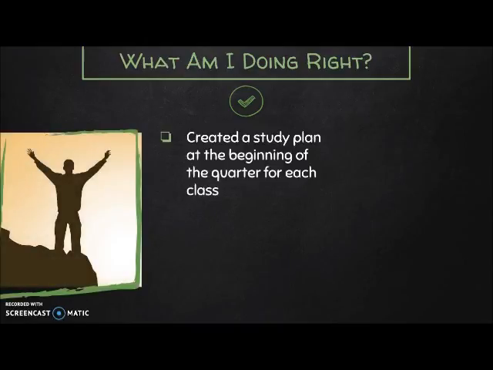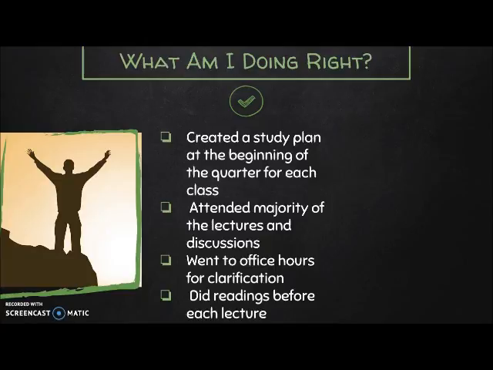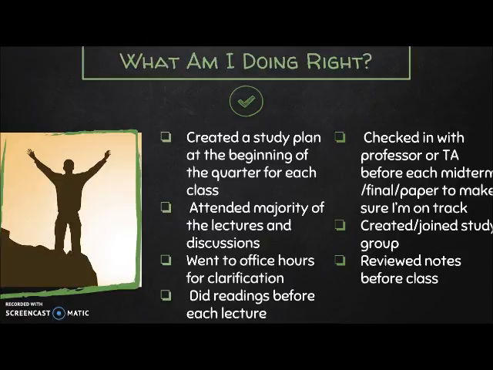What did you do right? Did you create a study plan at the beginning of the quarter for each class? Attend the majority of lectures and discussions? Go to office hours for clarification? Do readings before class and before each lecture? Check in with the professor or TA before each midterm, paper, or final to make sure you're good? Create and join study groups? Or review your notes before class? If you did any of these, we congratulate you because you're taking steps towards academic success.